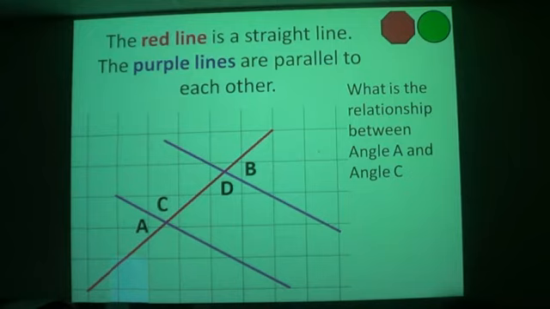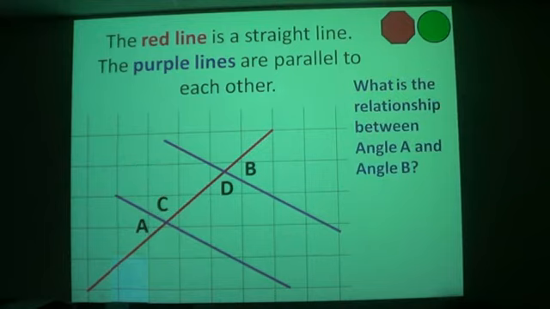What is the relationship between angle A and C? Click on the stop sign if you need to. All right, let's see how you did. We don't know what angle A is and we don't know what angle C is, but we certainly know that they supplement each other. We know that they add up to 180 degrees. So the relationship, they're supplemental angles.